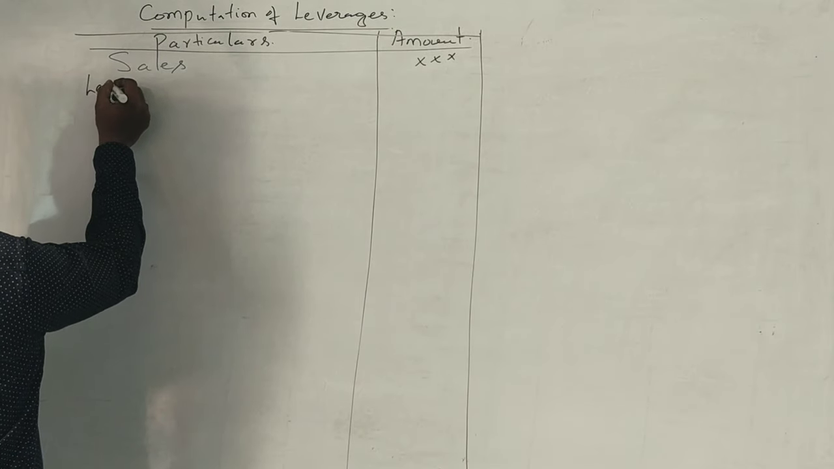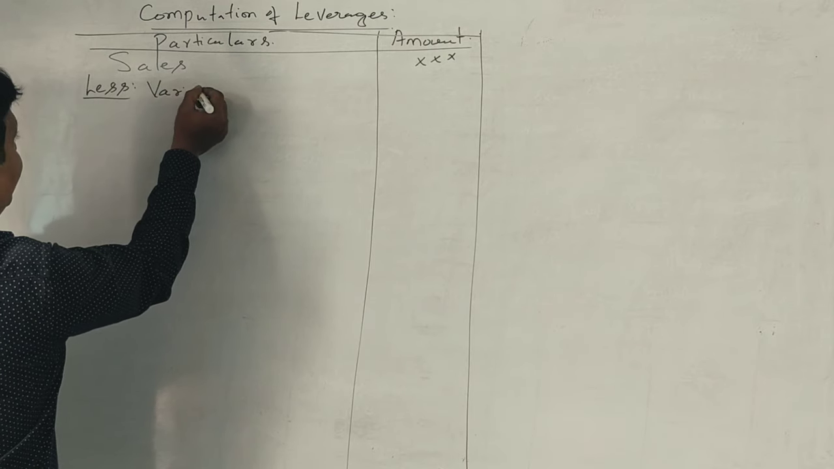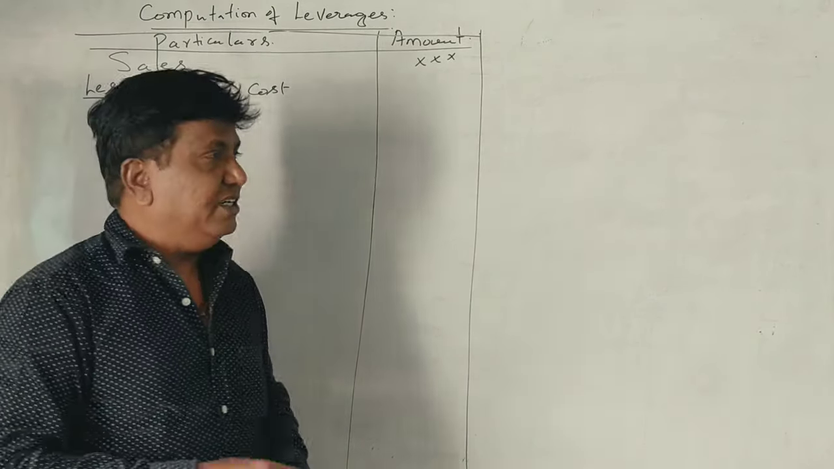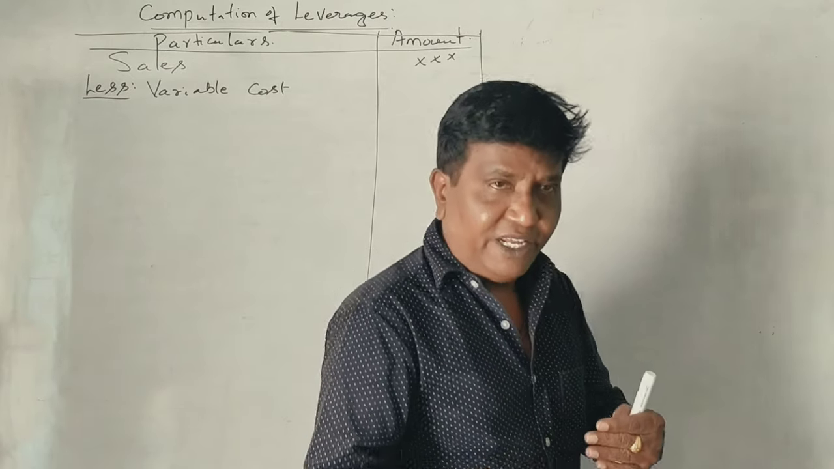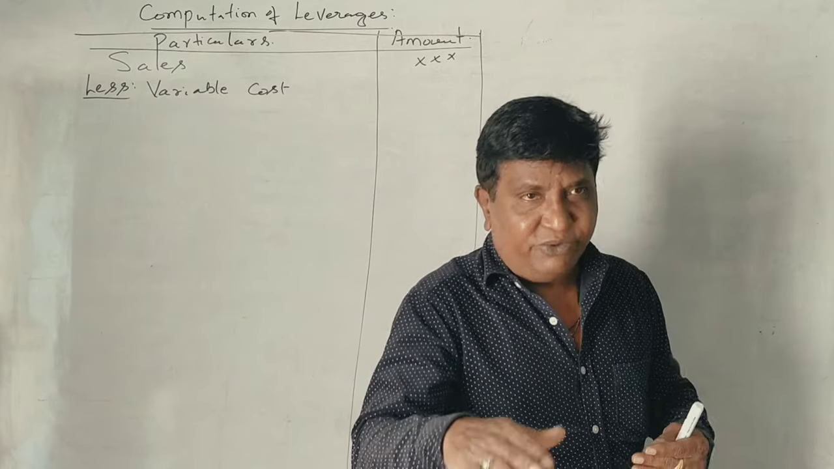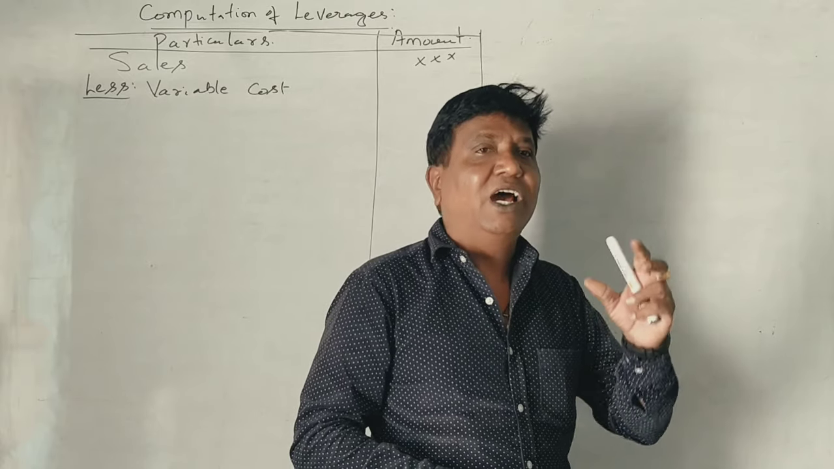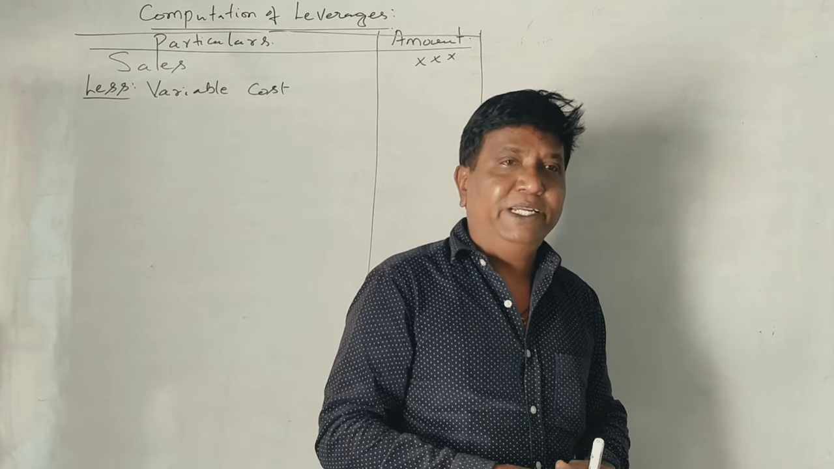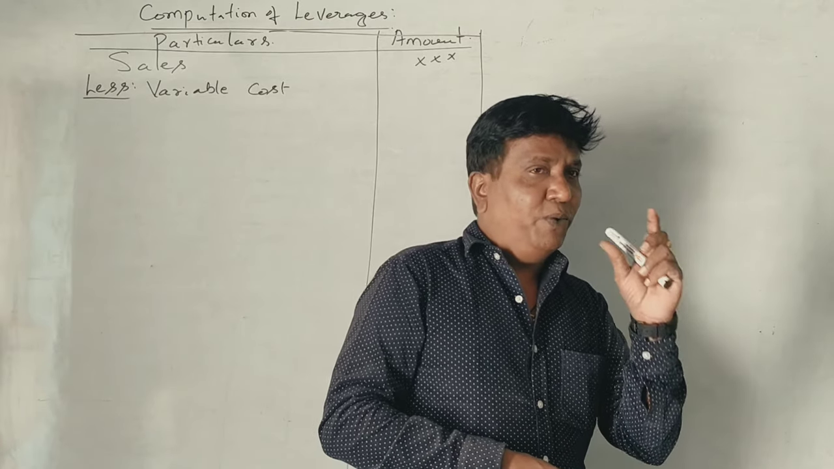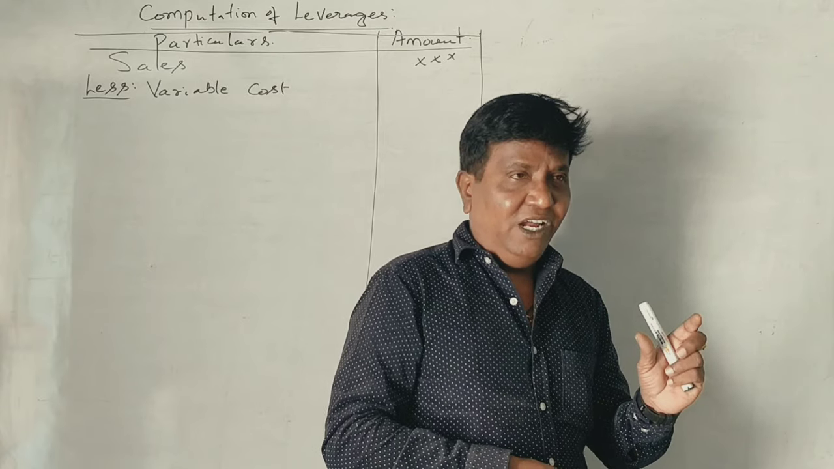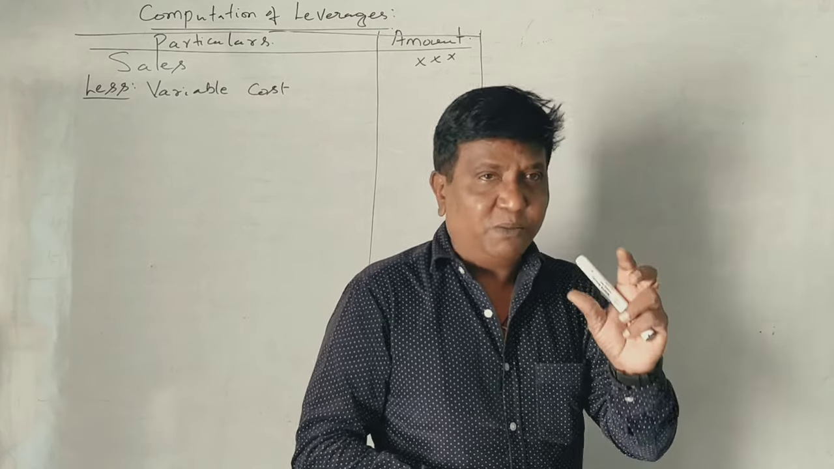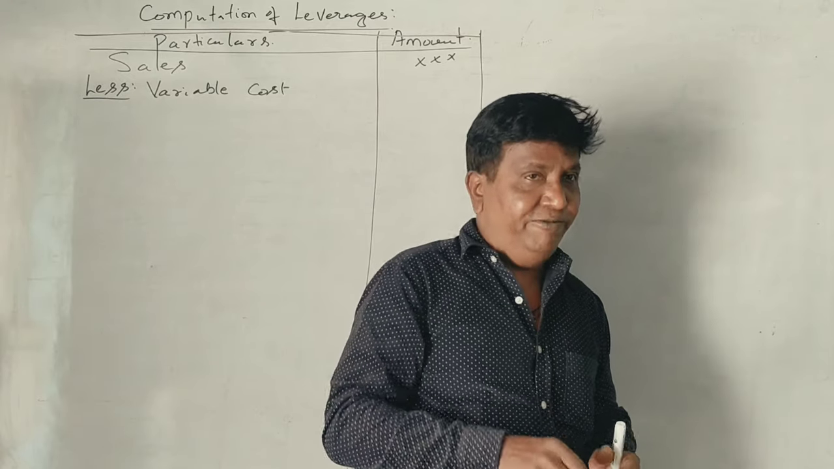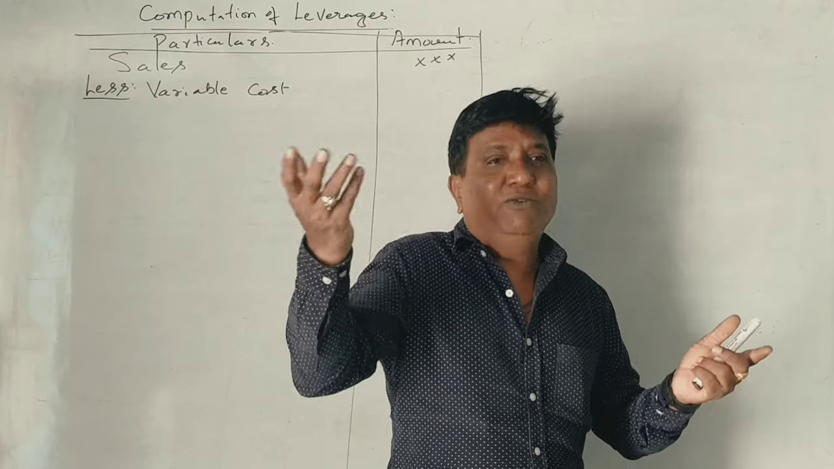From this sales, we should minus variable cost. Sir, what is variable cost? Variable cost is nothing but the cost which varies when you produce more units or fewer units. For example, if you want to manufacture 100 units, you need 100 kgs of raw material. If you want to produce 200 units, you need 200 kgs. If 1 kg of material is 2 rupees, then 100 units need 200 rupees of expenses, and 200 units need 400 rupees.